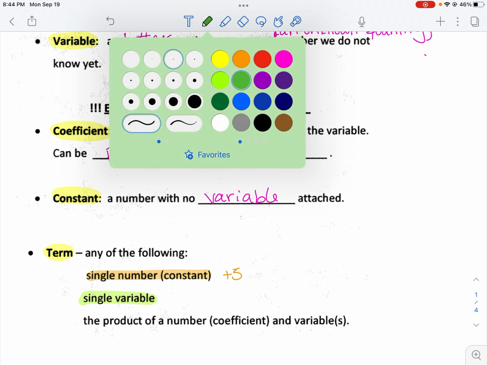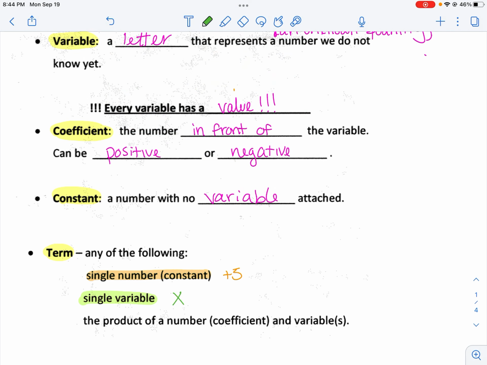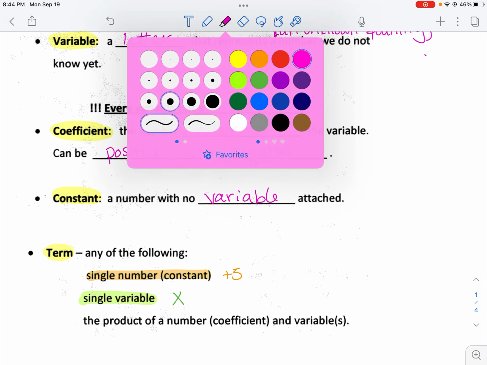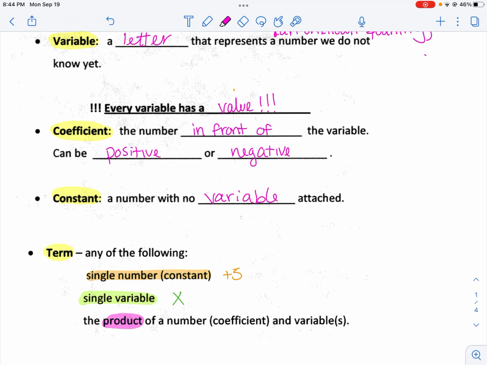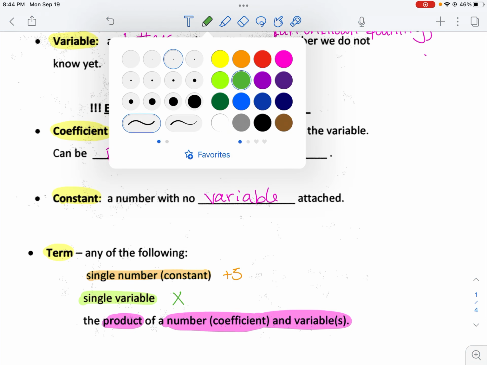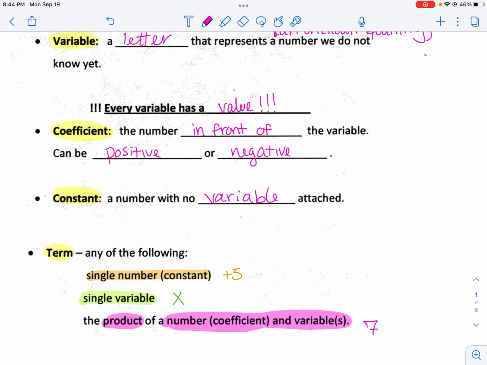So you might just see x. Or the product, and that's a really important word, right? Product. What does product mean? Product is the answer to multiplication, right? So the product of a number or a coefficient and a variable. Maybe that looks like 7x. Any of those things could be considered terms. Again, they could be positive or negative, so the sign doesn't matter. Could be a fraction, could be a decimal, rational or irrational. Those pieces don't matter.